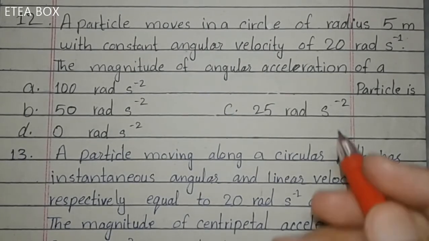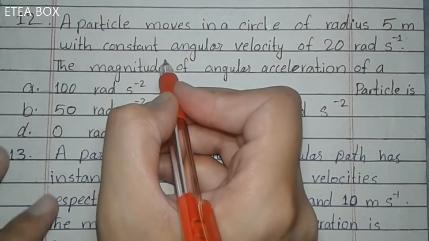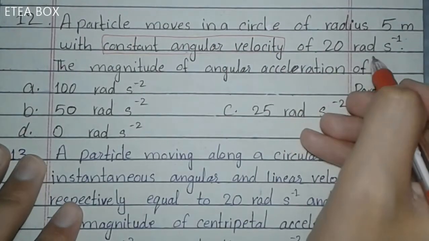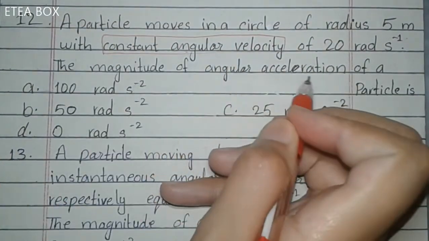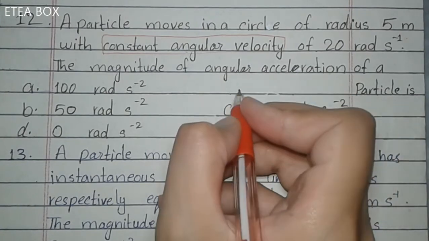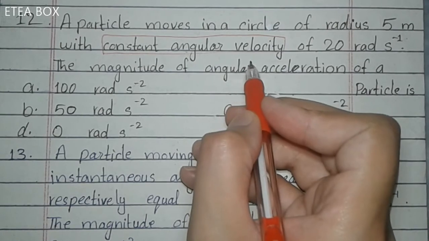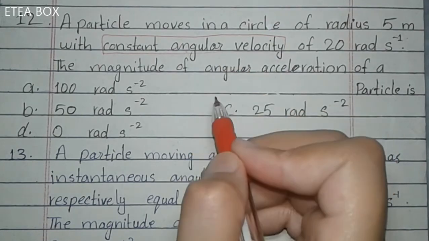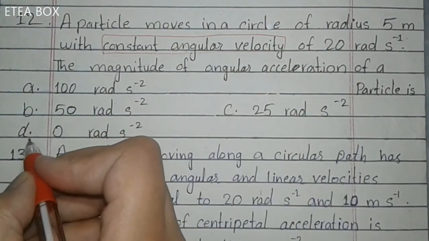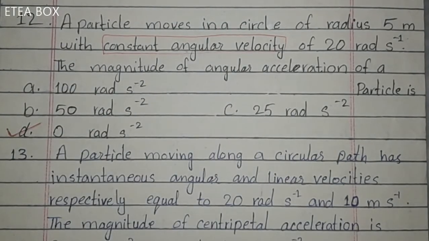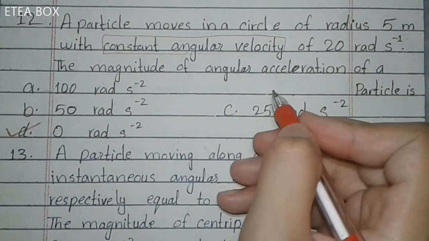A particle moves in a circle of radius 5 meter with constant angular velocity of 20 radian per second. Then the magnitude of angular acceleration of the particle. Now we know that for angular acceleration we need a variable angular velocity, okay? But here the velocity is constant. What then? The angular acceleration will be 0. In case of angular velocity, if it's constant, then the angular acceleration will be 0.